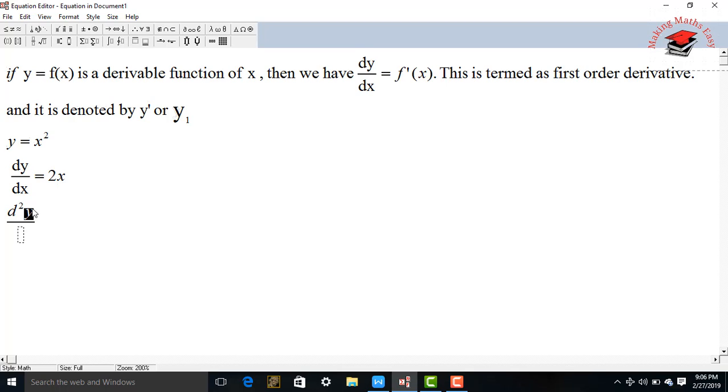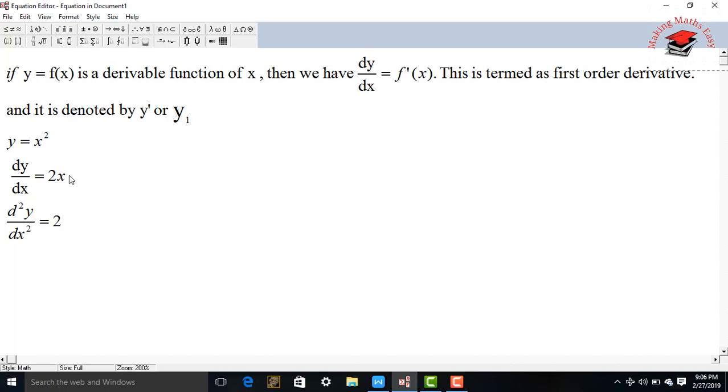So my second order derivative can be expressed as d square y upon dx square. We cannot square the y, but we write d square because we are taking the double derivative, and dx square means dx the whole square, not only the x square. This will be equal to 2 in this case, because the derivative of x is equal to 1. So the second order derivative of x square is 2.